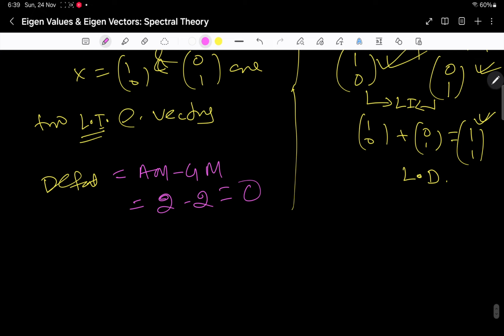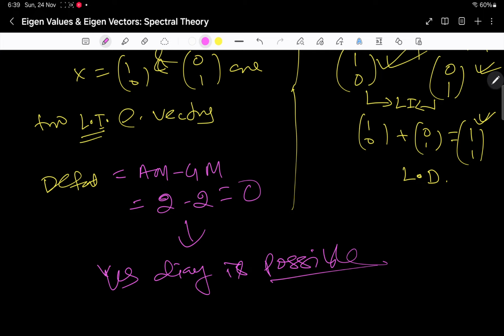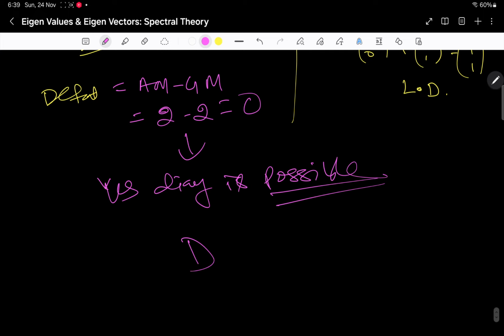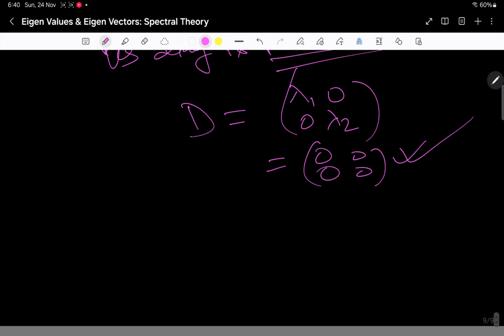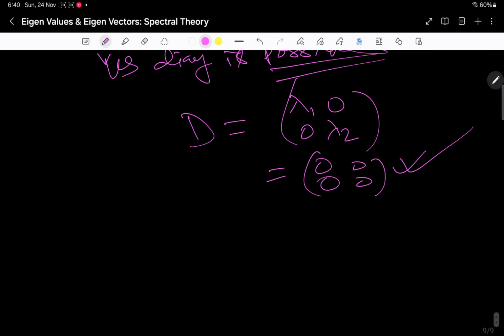Now this matrix is ready, and diagonalization is possible. In another lecture I will tell you what diagonalization is. The diagonal matrix will be lambda 1, 0, 0, then lambda 2, and zeros elsewhere. This is the diagonal matrix here. So this is all about algebraic multiplicity, geometric multiplicity and defect.